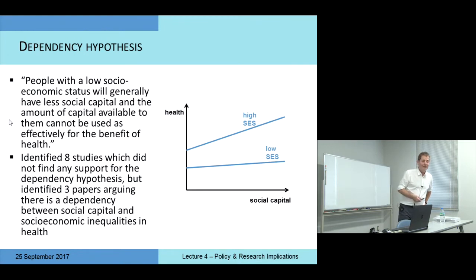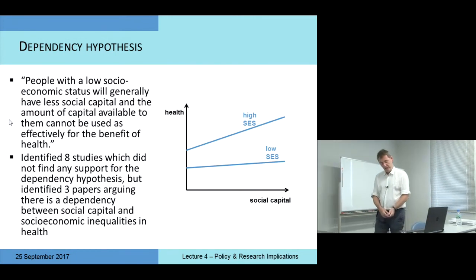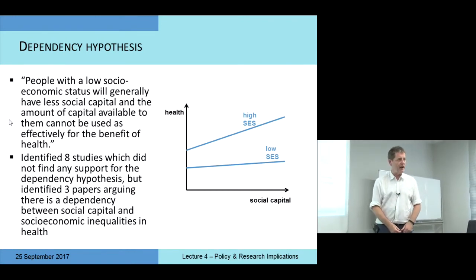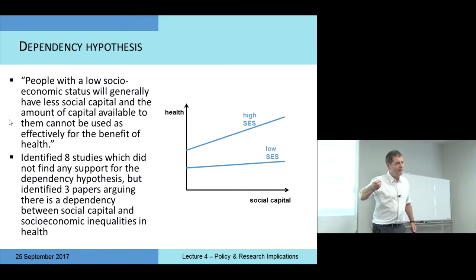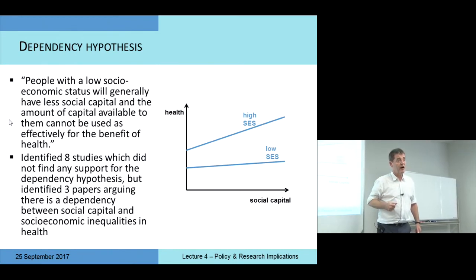Right. That was the buffer hypothesis. What about the dependency hypothesis? Again, the quote's directly from the original survey paper. People with a low socioeconomic status will generally have less capital, and the amount of capital available to them cannot be used as effectively for the benefit of health. So this is back to the idea that we do see with respect to some public health programs, the groups that benefit most, in a way paradoxically, are the more advantaged groups to start with.